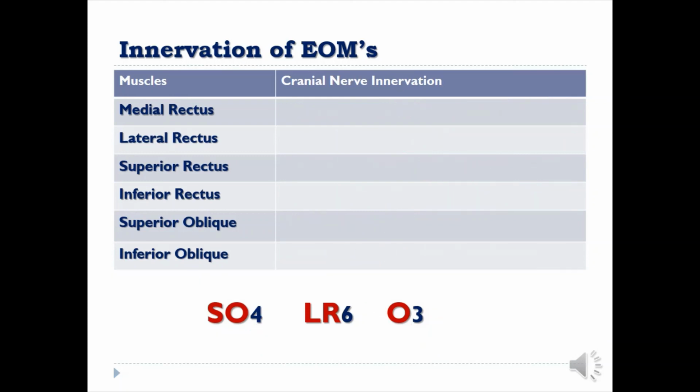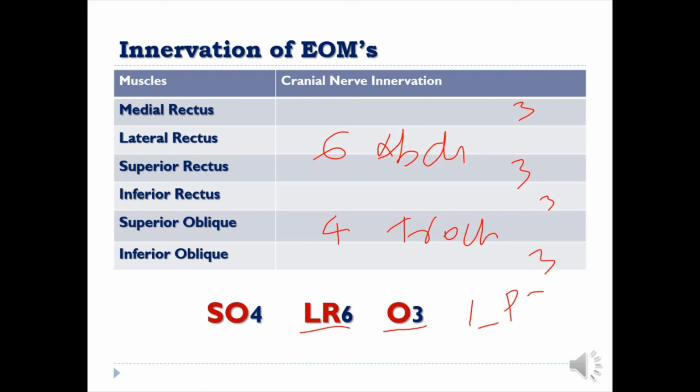Alright, so here is the last slide of the presentation. So it's exactly going to be 1 hour, the presentation, right? So what is this? This is the SO4 LR6 O3, very easy to remember, right? SO4 is superior oblique, this is the 4th cranial nerve, LR6 is the lateral rectus, 6th cranial nerve, that is the abducens, right? And this is the trochlear, right? And O3, all others, this is 3, and LPS also 3.